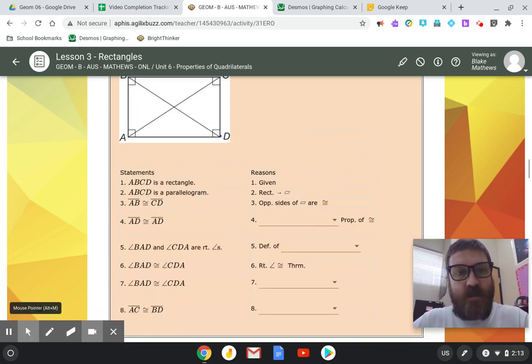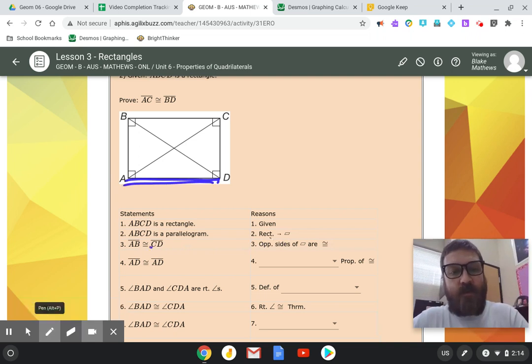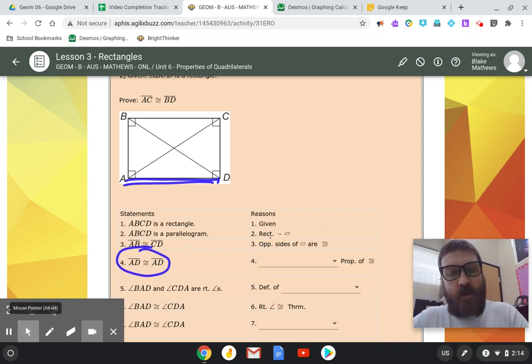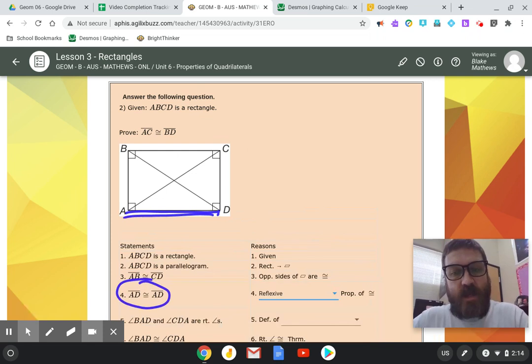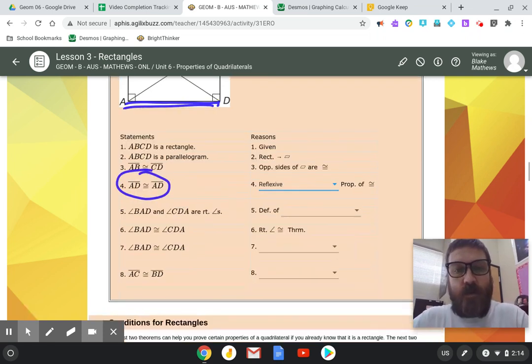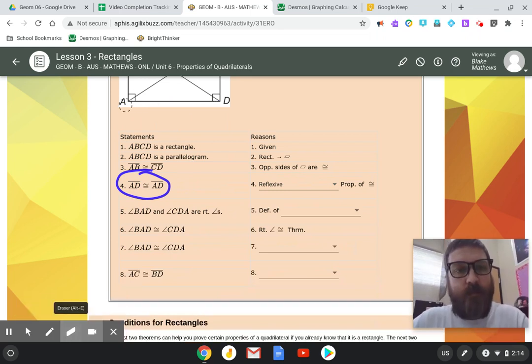Then it says AB is congruent to CD. And that is the fact that opposite sides of parallelograms are congruent. That was something we learned in the last lesson. Okay, so far so good. Then it says AD is congruent to AD. I've said this in the past, but anytime you have something that's equal to itself, we call that the reflexive property, always, because it's a reflection. AD and AD on either side of the congruence. Anytime it's the same thing, it's going to be the reflexive property.